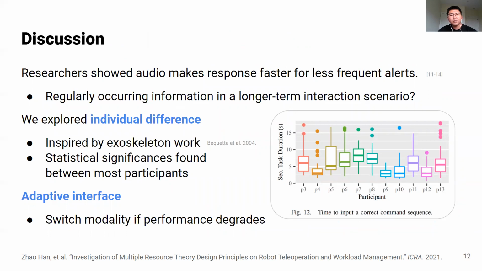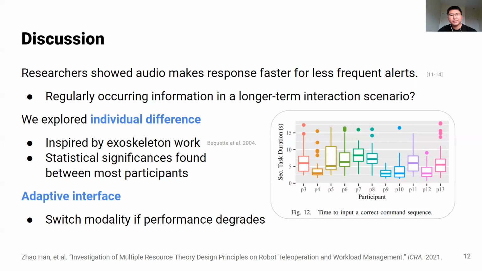As I said before, researchers previously showed that audio makes response faster for less frequent alerts. But for first responders, regularly occurring information in a longer-term interaction scenario, multiple resource theory still needs investigation. Inspired by this exoskeleton work, where the individual user matters more, we explore the individual differences between first responders. A better understanding of individual variability helps understand a wider set of the population. So we treated the participant as a factor and explored the data.